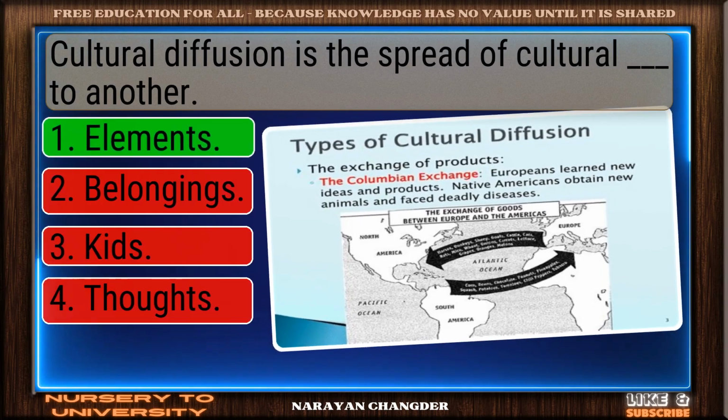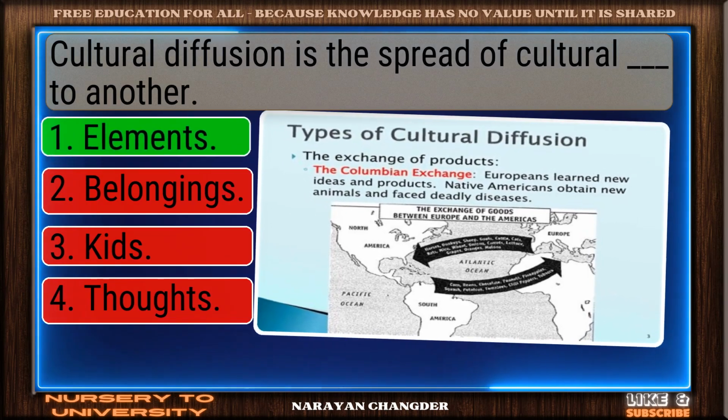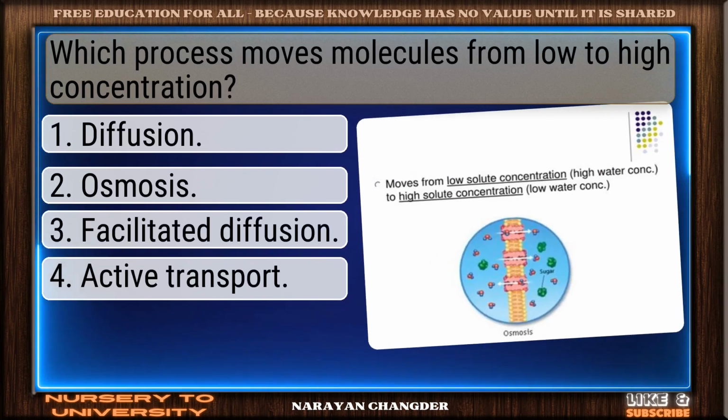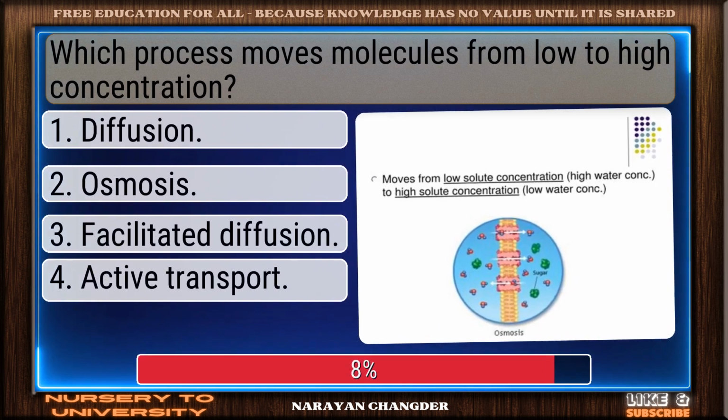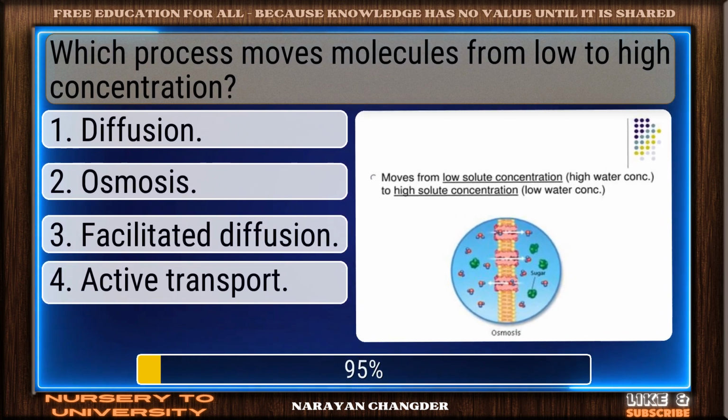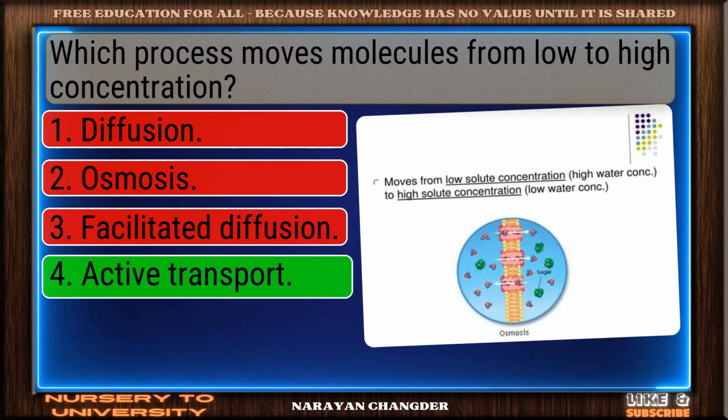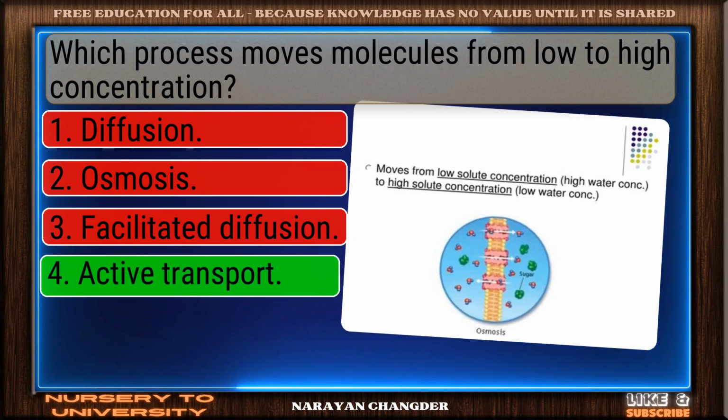Well reasoned. Elements is the correct choice. Which process moves molecules from low to high concentration? Well picked. Active transport is the correct answer.